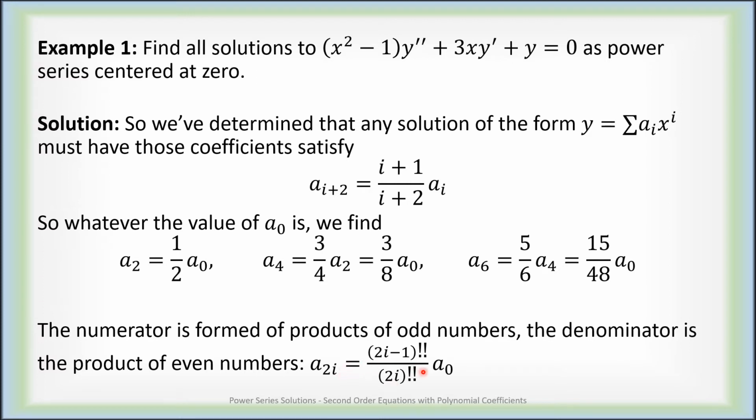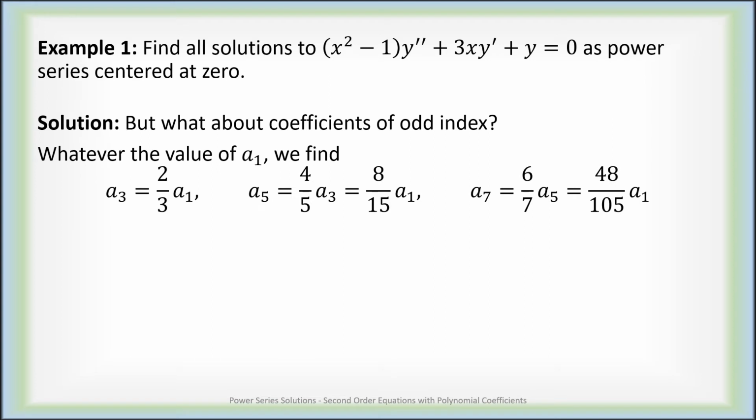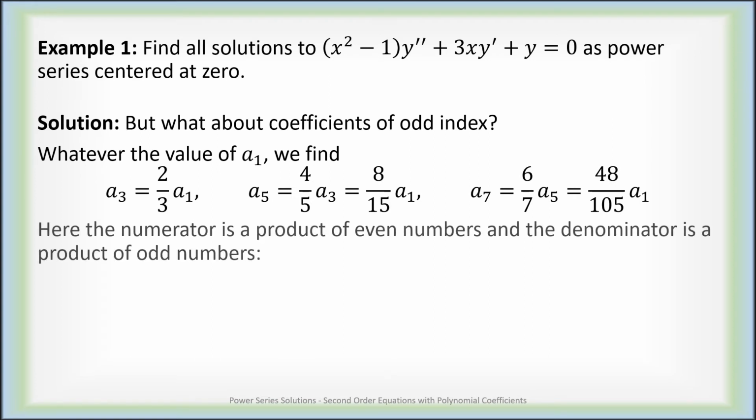So here is our nice formula for a sub 2i. It's always expressible as this number times a sub 0. So we now know exactly how to represent all of the even indexed coefficients. Which of course leaves a question: what about the odd index terms? Well, whatever the value of a1 is, we find these following values for a3, and then a5, and then a7.